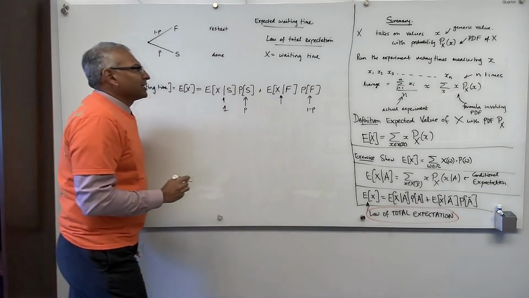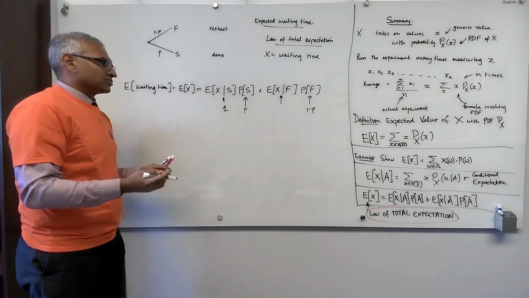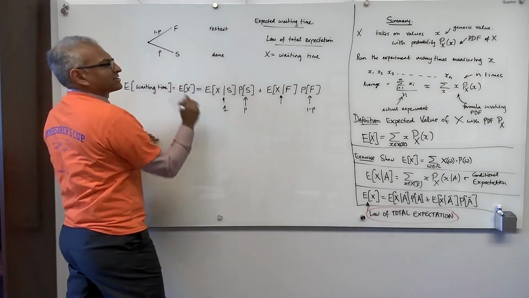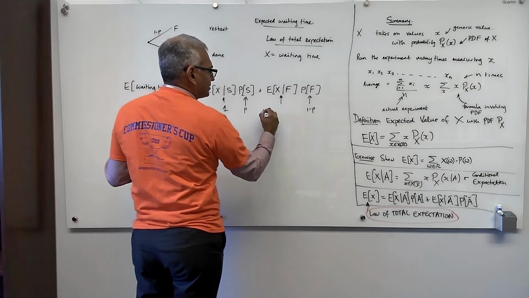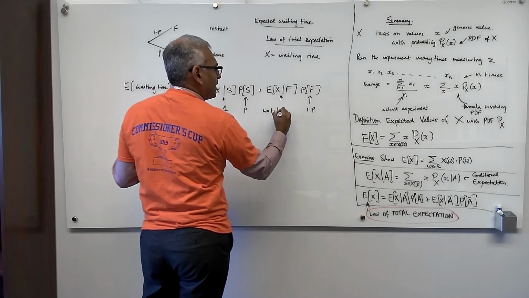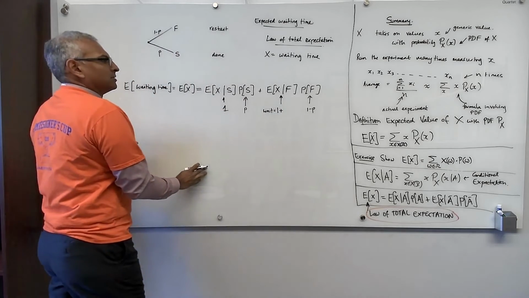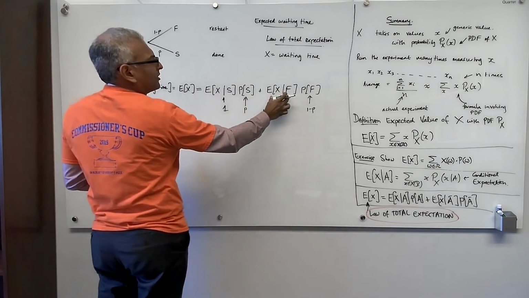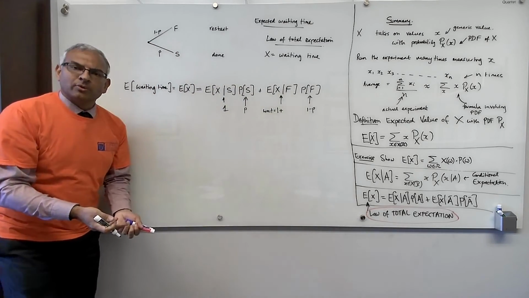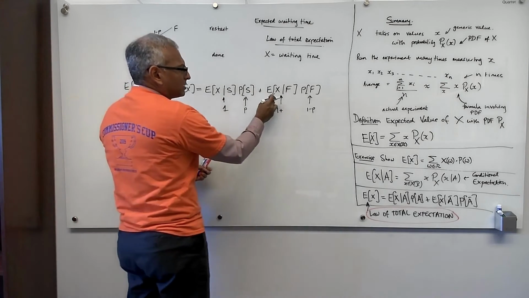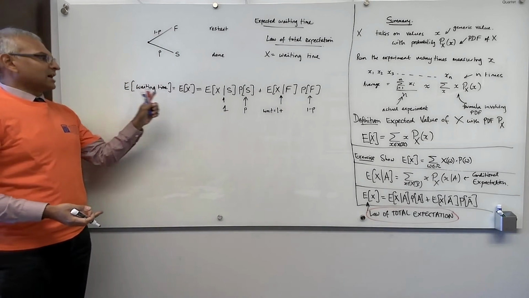Well, if you fail, you're back to the restart. So you've used up one step. The wait is equal to one step, plus now you have to restart, so you expect to wait your expected waiting time, which is exactly the expected waiting time at the beginning.